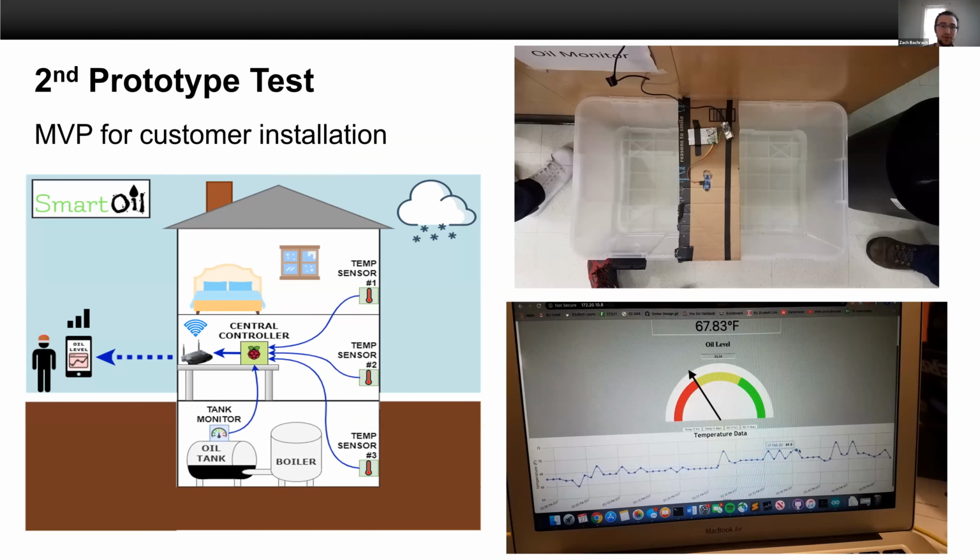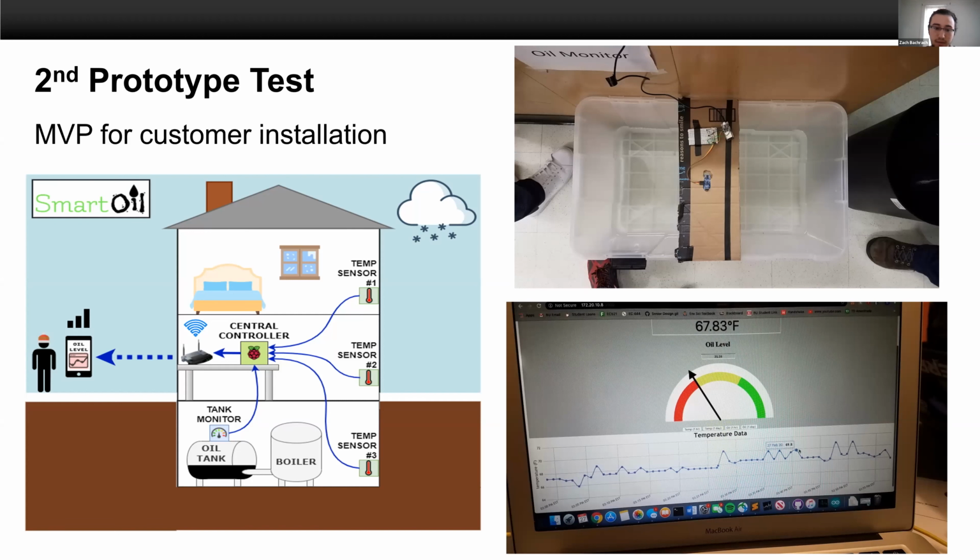So on that timeline, you'll remember that we had a second prototype test, and our goal for this test was really to have a minimum viable product in order to install it in the customer's home. And so what you'll see, I kept the picture on the left for reference because I think it's a good tool to actually understand each of the components when I talk through them. So on the top right, you'll notice there's a big bucket on the floor, and that's actually filled with water. That's our attempt to simulate an oil tank in the home. And so what you'll see in the middle is there's a little ultrasonic sensor that's attached to a piece of cardboard, and that's what you'll notice on the bottom left, attached to the oil tank.